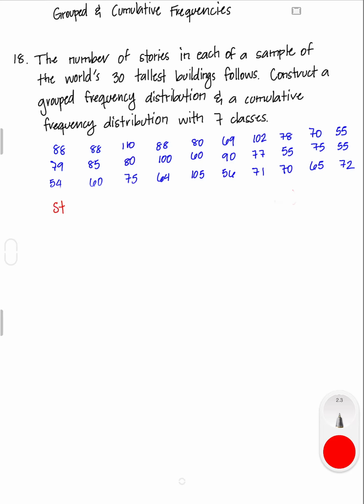Step number 1 is to determine the classes. What do I mean by classes? Basically, the groups that we're going to have in each row. What values are we going to have in each group? How many groups are we going to have? We know it's 7, but what values are going to be in each of these seven classes? There are several steps we need to take to determine the classes.